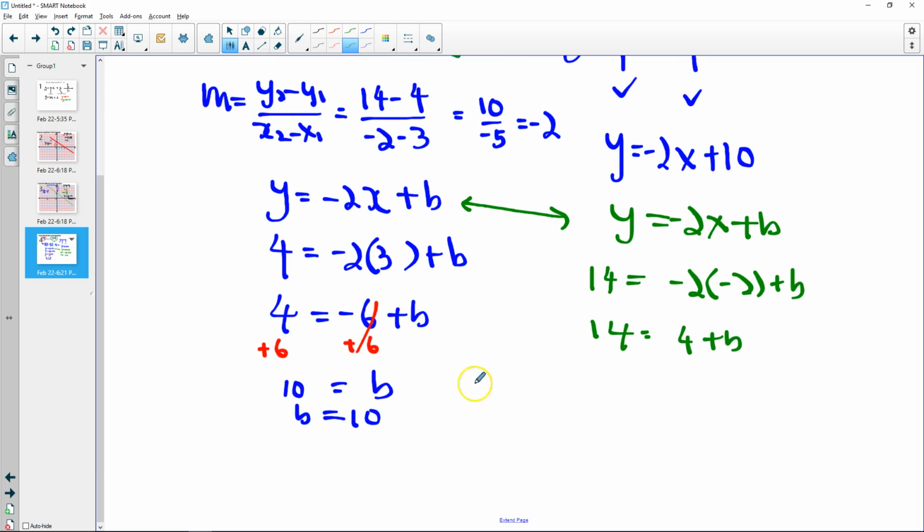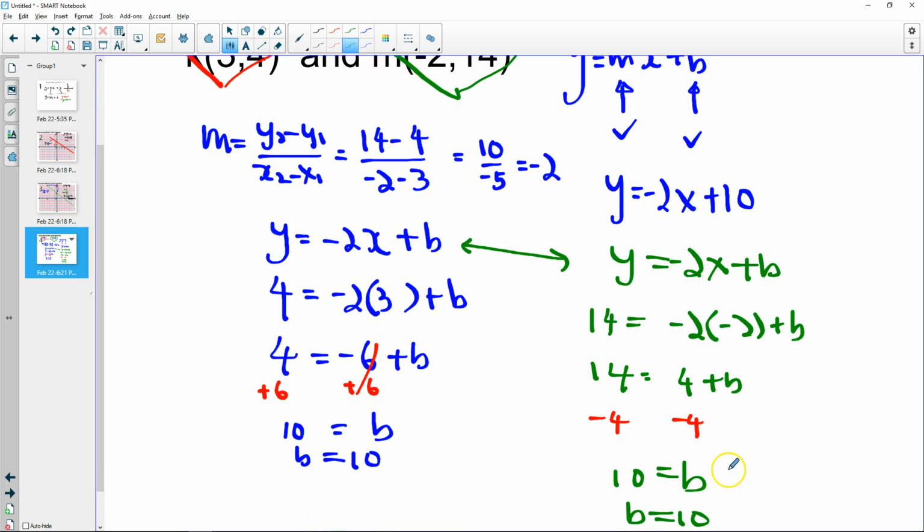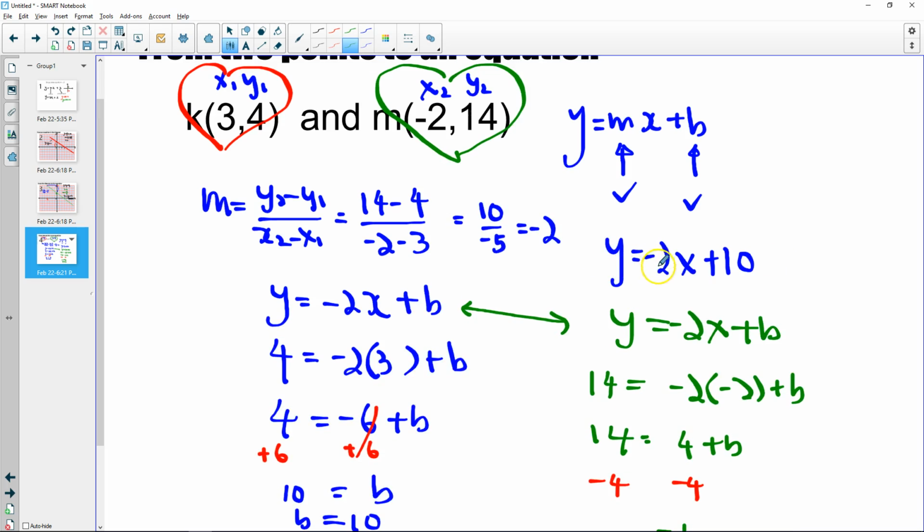Subtract 4, just like that. Same idea. I'm keeping the b. Subtract 4 this side. Subtract 4 this side. I'm going to get b is equal to 10. That's not a coincidence. Basically, it says it doesn't matter which point you pick. Okay, you're going to get to the same result. So your equation is going to be y is equal to -2x plus my b, which is going to be 10. I know this video is short, but that's one of the skills that is very, very useful.